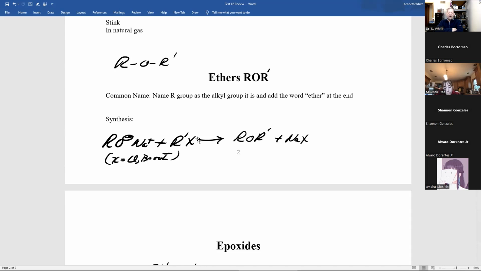Now, the carbon in R prime with the halogen is the carbon in R prime in the ether that's bonded to oxygen. Well, let's have some fun with this reaction.